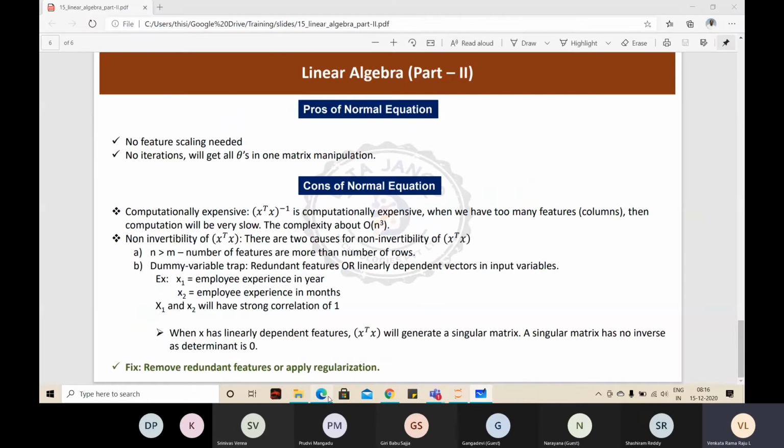See this here: n greater than m, number of columns greater than number of rows. So non-invertible. There are two cases where you get non-invertible x transpose x. What is x transpose x? It's a multiplication. That multiplication is going to be a matrix. That matrix is going to be non-invertible when n is greater than m. The second point is the dummy variable trap, right?